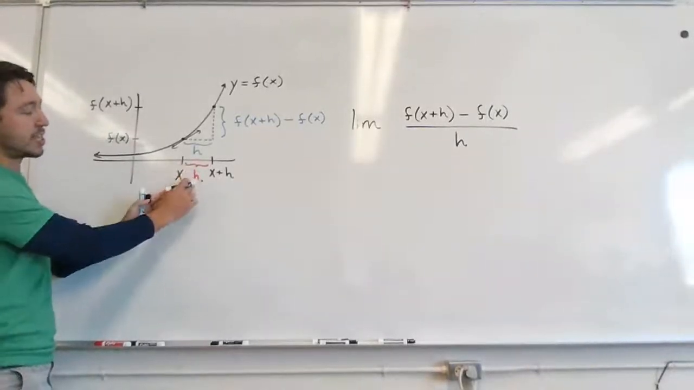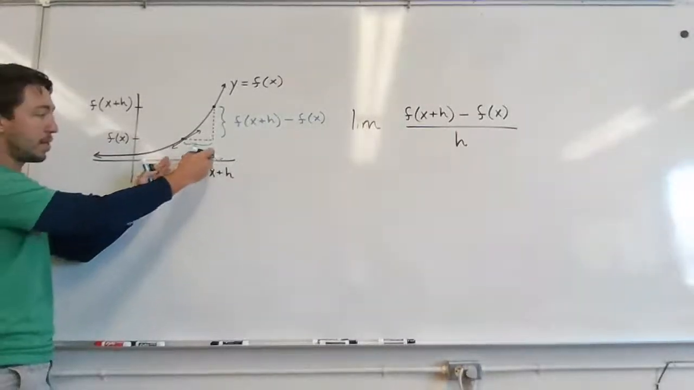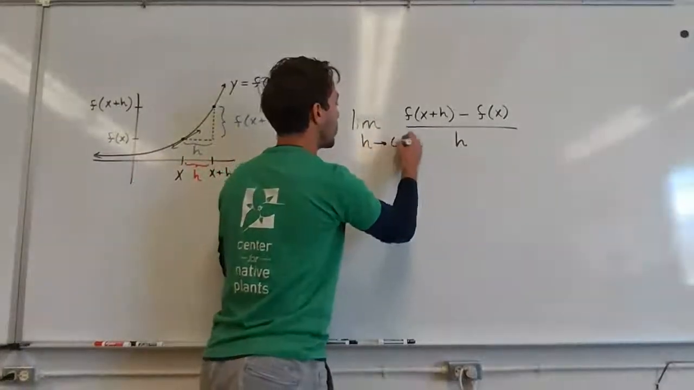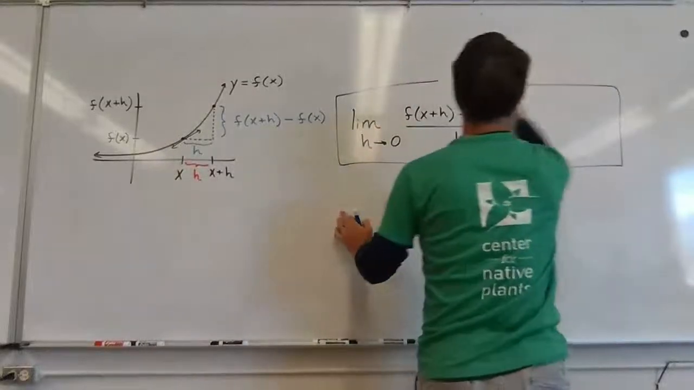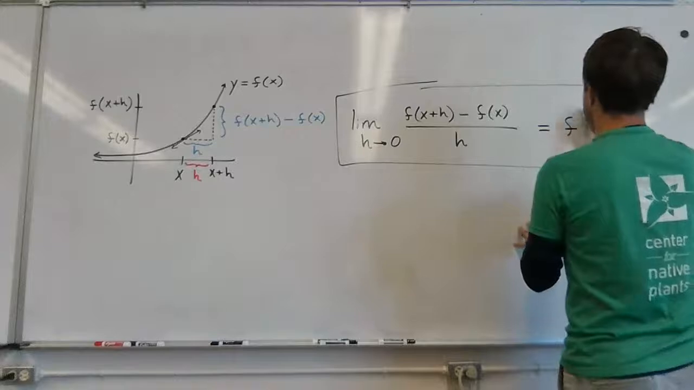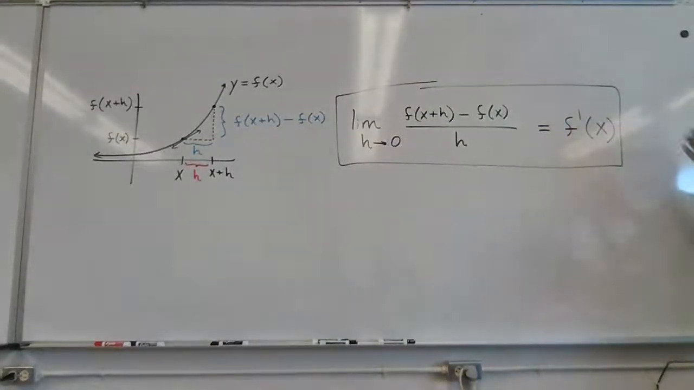Does that make sense? It's just going to be as h approaches 0, though. So as this bump amount, this red amount, shrinks to 0, take the limit as h approaches 0, and this limit here would tell me the derivative of my function at that x value. So this is the famous limit definition of the derivative.